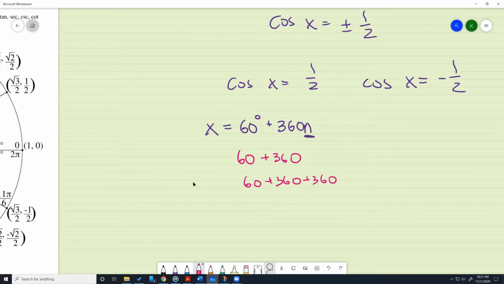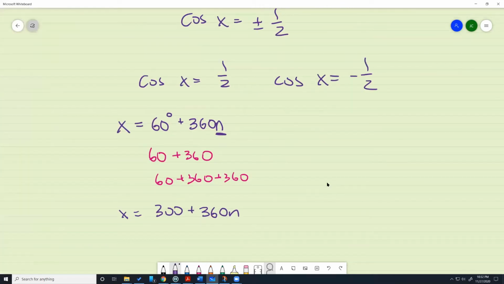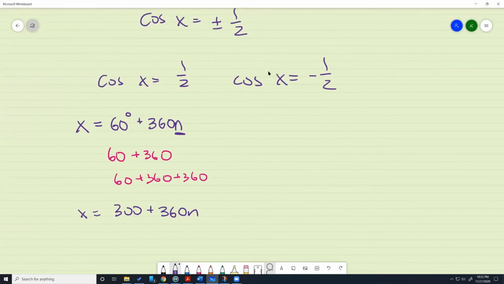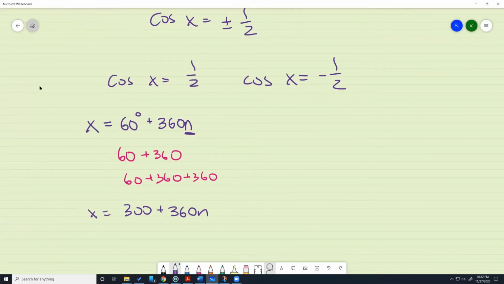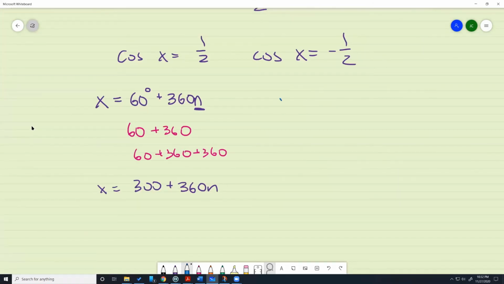But to represent all these possible solutions, you would write it like this: 60 plus 360n. And for the other one, it would be 300 plus 360n. And same for this one right here. So what angles for cosine would give me negative 1/2? It would be 120 and 240. Let me write that in.